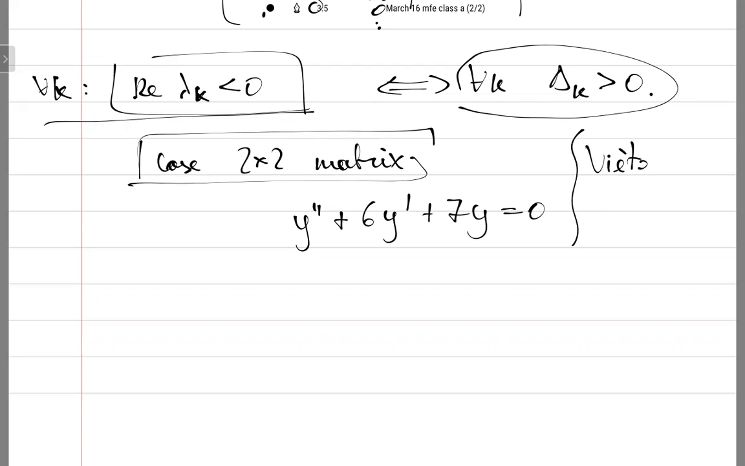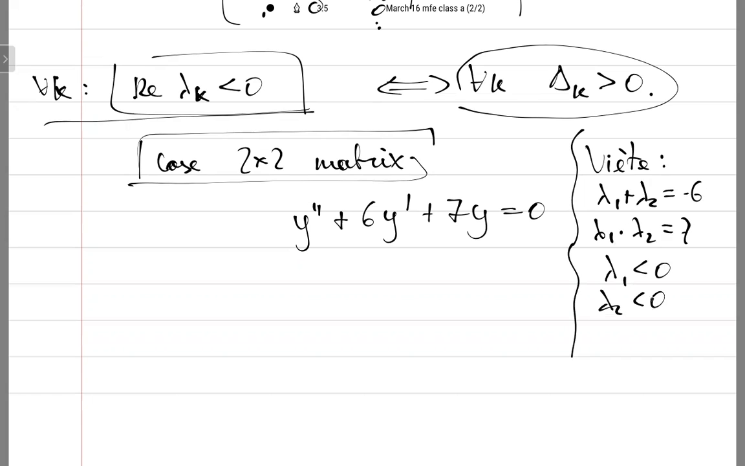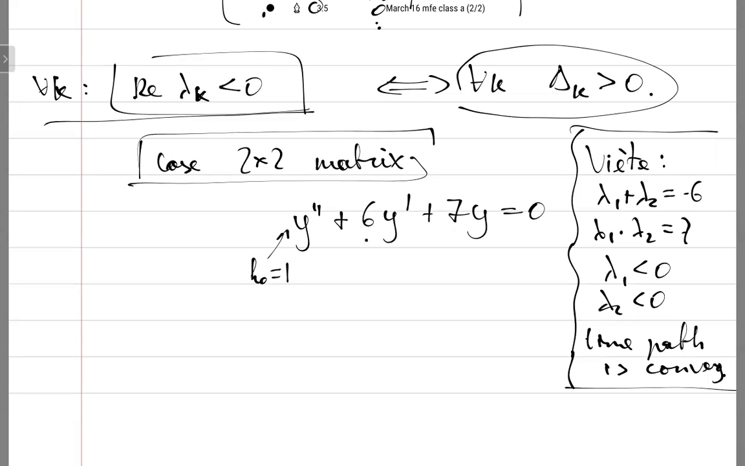Viète's theorem says lambda 1 plus lambda 2 is -6, lambda 1 times lambda 2 is 7. So lambda 1 is negative, lambda 2 is negative. So the time pass is convergent. And what does the Hurwitz criterion say? This is H0, it is 1. H1 is 6. H2 is 7.